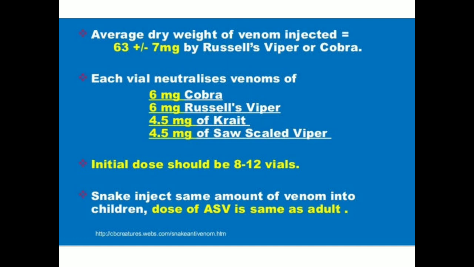So the initial dose should be 8 to 12 vials, and the snake will inject the same amount of venom into children also. It will not differentiate between an adult or a child. It doesn't think, oh, he's an adult, I should inject more venom, and look, this is a baby, I need to inject a very little venom. Nothing like that. The snake injects the same amount of venom in every bite. So the dose of ASV will remain the same for both children and adults. The dose won't vary.